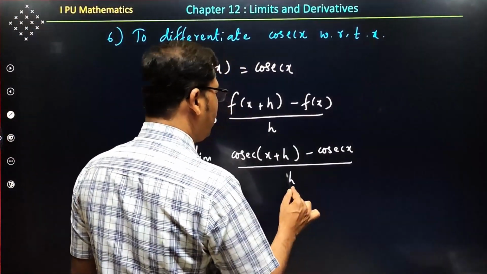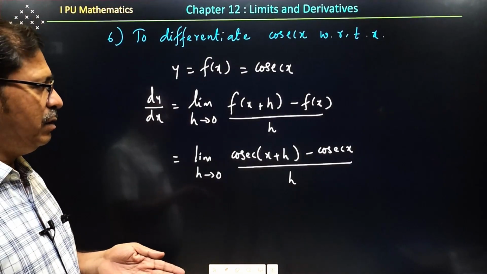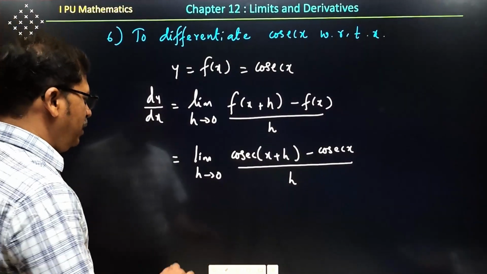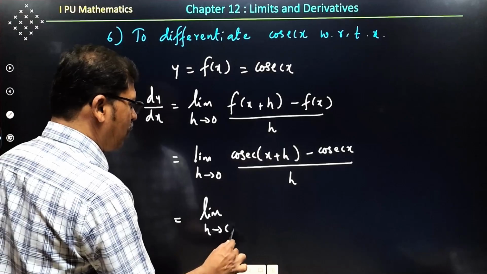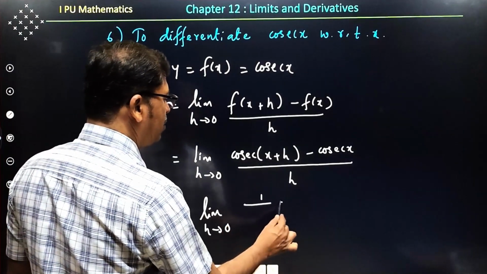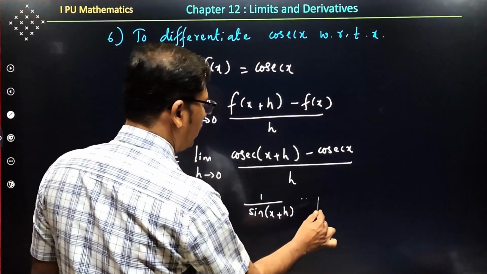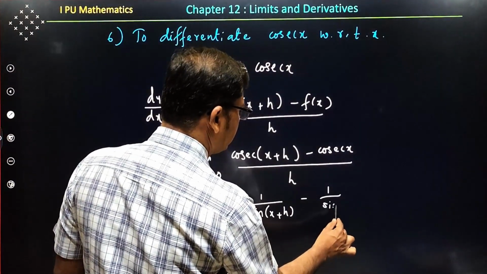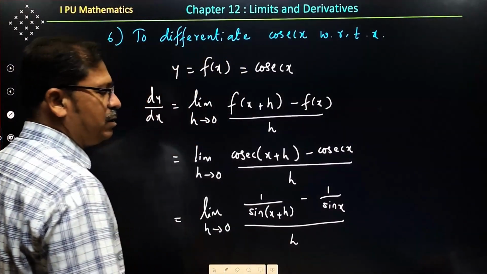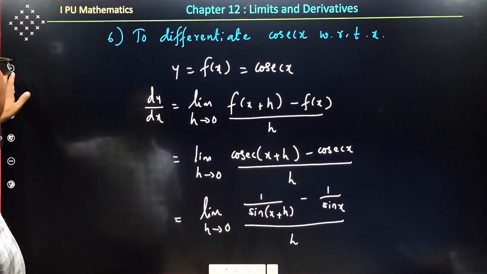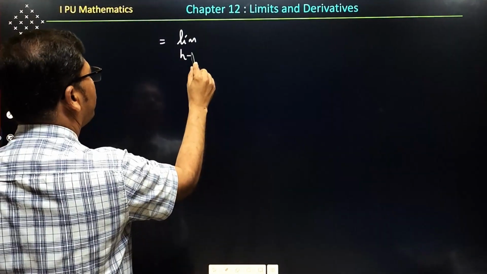In the next step of calculation, you know already cosec theta is equal to 1 upon sin theta. Use that reciprocal relation and change the expression to this manner. Limit h tends to 0, cosec of x plus h can be written as 1 divided by sin of x plus h, minus 1 upon sin x, whole divided by h.